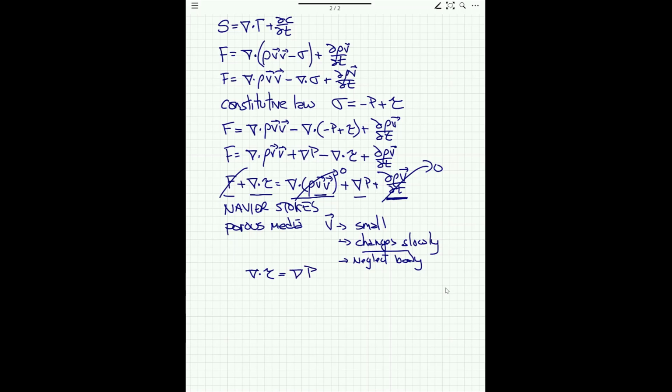Okay, so that's the Navier-Stokes equation with these simplifications. Now for porous media, we have to average this over the representative elementary volume. And so we write that like this, where these pointy brackets mean to take the average.